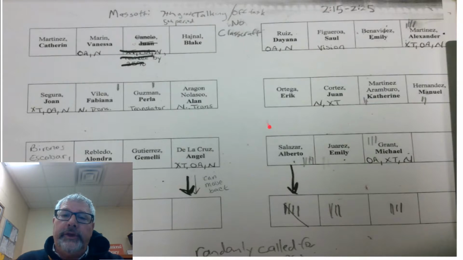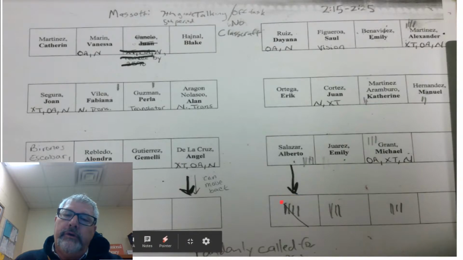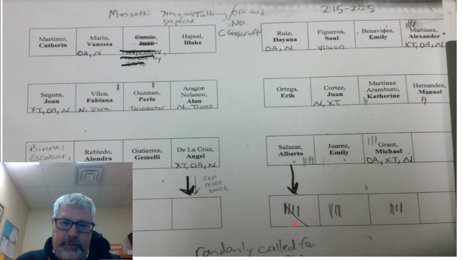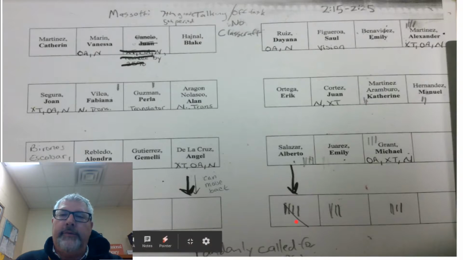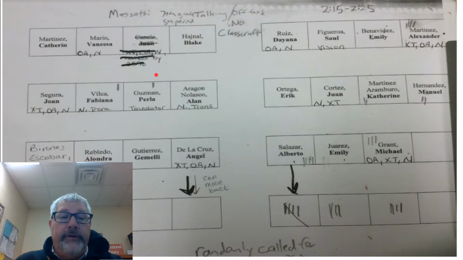So looking at this chart, you can see that this student was off task 5 times in a 10-minute period. Means they were talking when I checked, they were off task. This student was off task 4 times. The student over here was off task 1 time. By the way, this is a newcomer class, ESL.